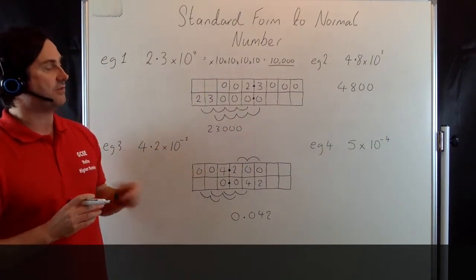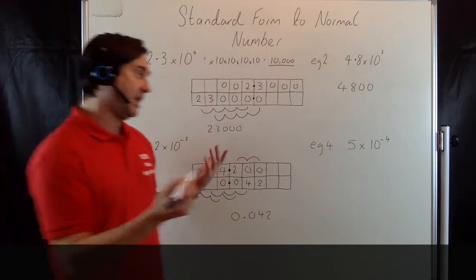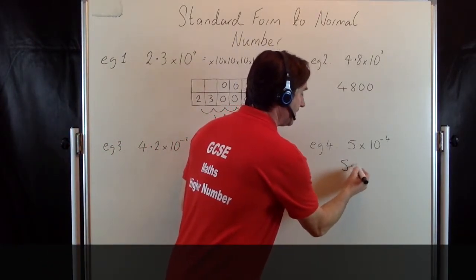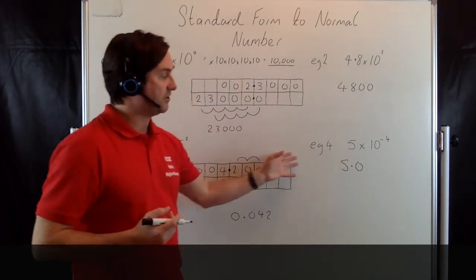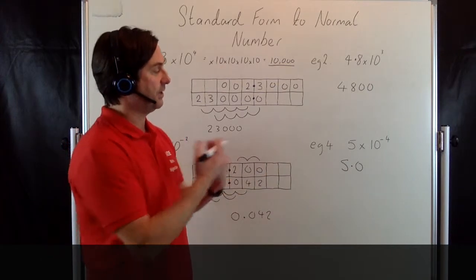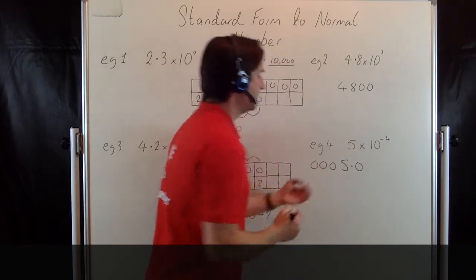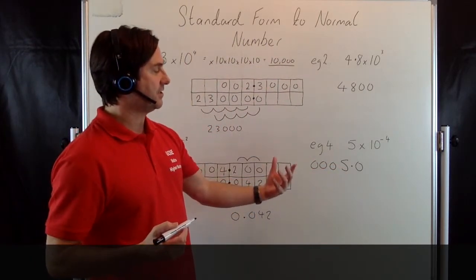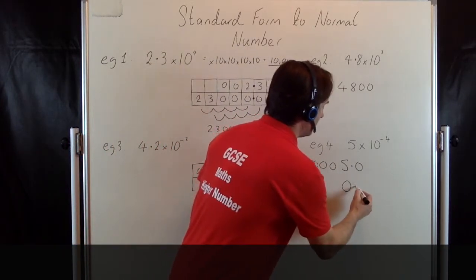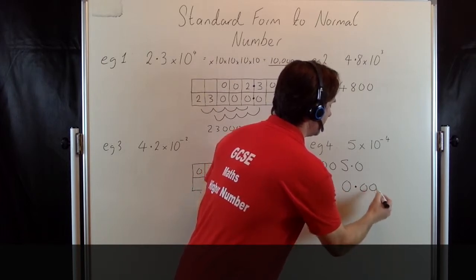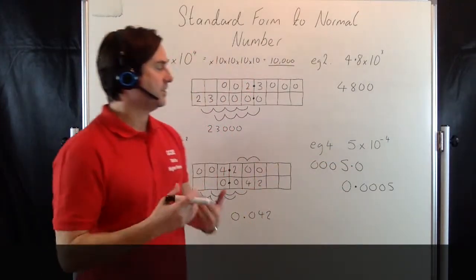Let's try this one without the grid this time. We've got 5 times 10 to the negative 4. So basically, if we write 5.0 to help us, we're moving our digits, the 5 and the zeros in front of it, 4 places to the right. So if we put in a couple of zeros in front to help us, we're going to move our 5 4 places to the right. We're going to move these zeros 4 places to the right. So I'm going to get 0.0005. I've moved my 5 4 places to the right.